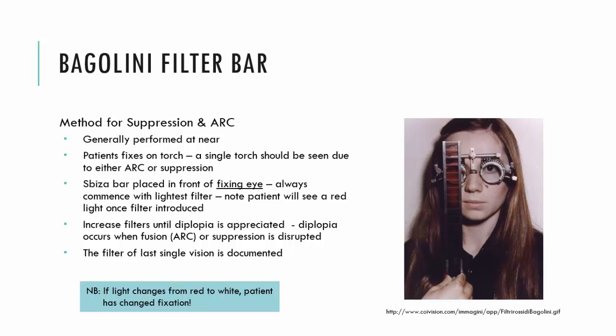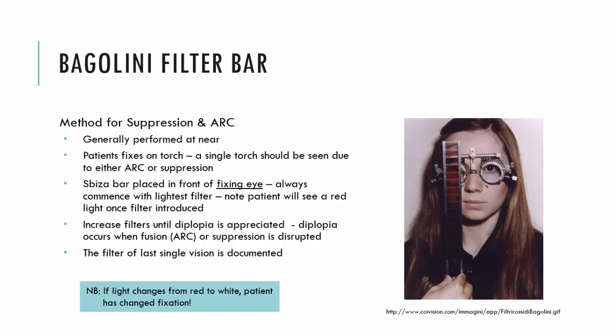Now, you don't need to put trial frames under the filter bar. In this example, there are trial frames on, but essentially you shine the torch, one light should be seen, and then you introduce the filter bar and you commence always with the very lightest filter. Okay? And what you're asking the patient is to communicate to you when the single light becomes two. And this is the point where you have disrupted the sensory adaptation. Now, if ARC or suppression is disrupted with a light filter, it means that the adaptation is not very well entrenched. It's not very dense.